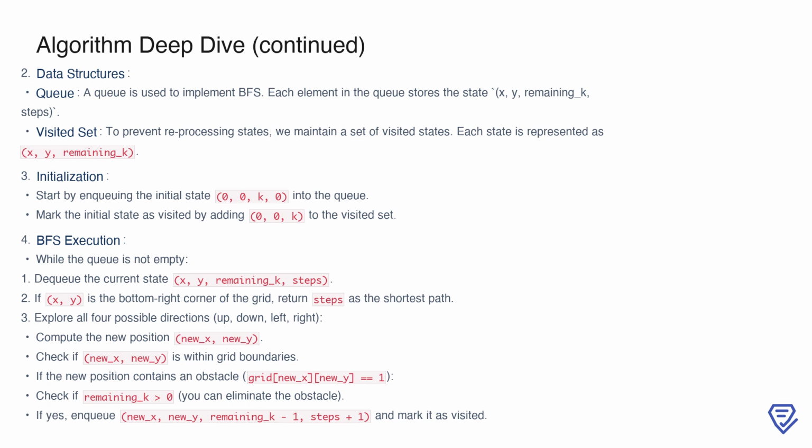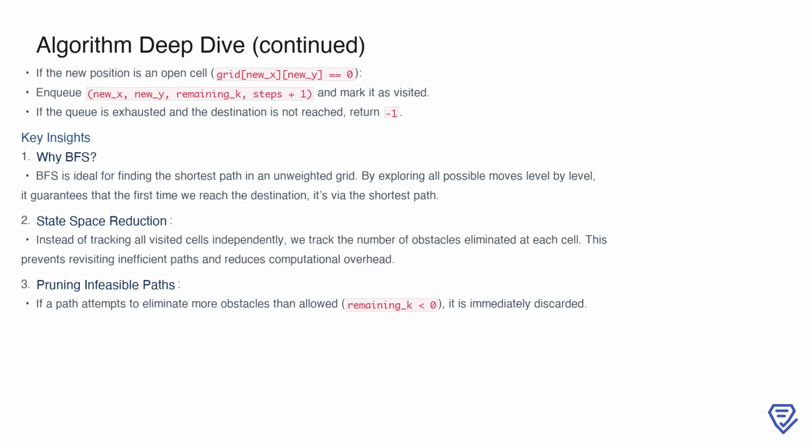If the new position contains an obstacle, we verify if we still have remaining eliminations available. If we can eliminate the obstacle, we enqueue the new state with remaining_k - 1 and update the steps taken. This ensures that we explore all feasible paths involving obstacle removal. If the new position is an open cell, meaning there's no obstacle, we simply enqueue the new state with the same remaining_k value and increment the step count. We also mark this state as visited to avoid reprocessing.